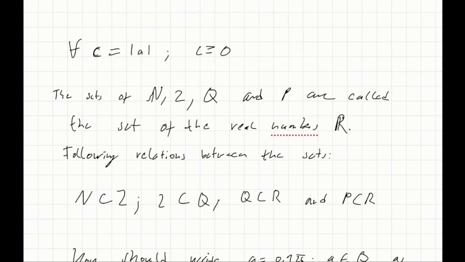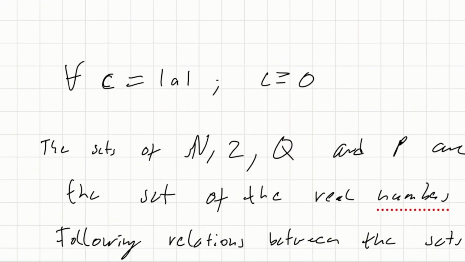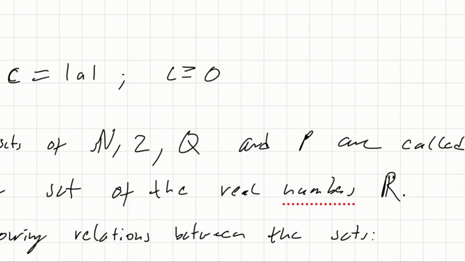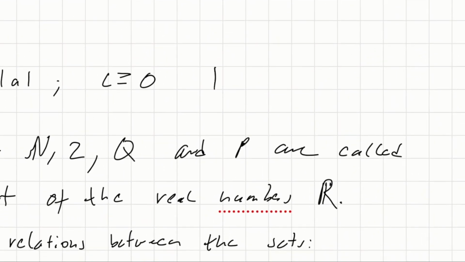So for every number c, which is defined as the absolute value of a, c is going to be bigger or equal to 0. So this means, for example, if you have -2, then you get 2. And 2 is bigger than 0, of course.